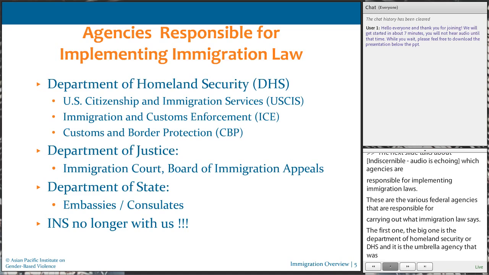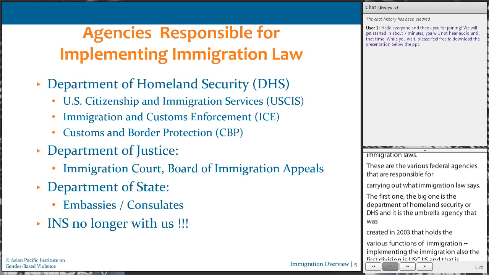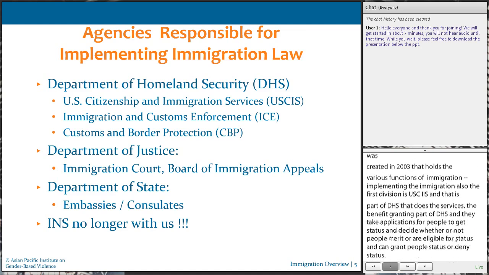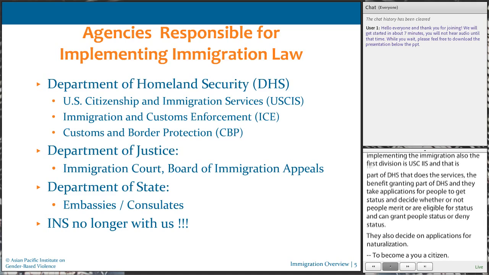And so the first division is USCIS, and that is the part of DHS that does the services. It's the benefit granting part of DHS. And so they take applications for people to get status. They decide whether or not people merit or are eligible for status and can grant people status or deny people status. And they also decide on applications for naturalization to become U.S. citizens.